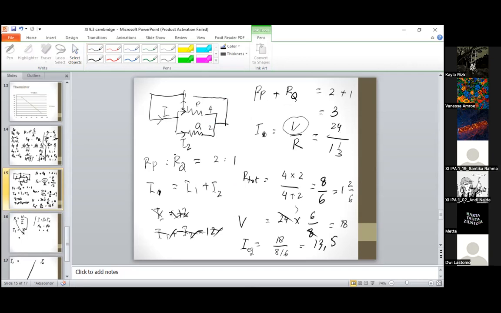Why? Because maybe the resistor at I1 is bigger than at I2. Okay, I2. Why? Yeah, because the resistor, the ohms.